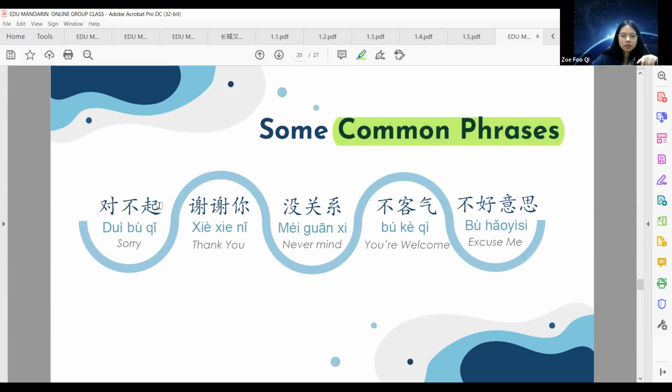So this one 对不起, sorry, then we use this one 没关系, 谢谢你, 不客气, and then 不好意思. This one 不好意思 is normally used when you want to say excuse me, you want to ask people to help you to do something. So you use 不好意思. So 对不起, 没关系, 谢谢你, 不客气, and then 不好意思.